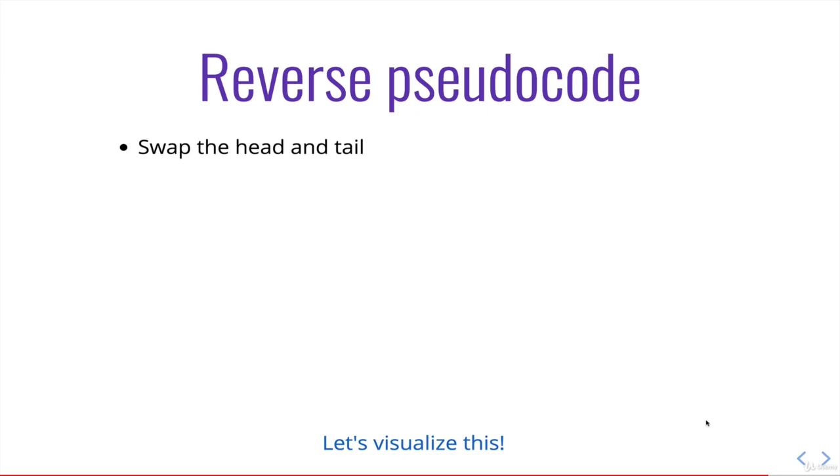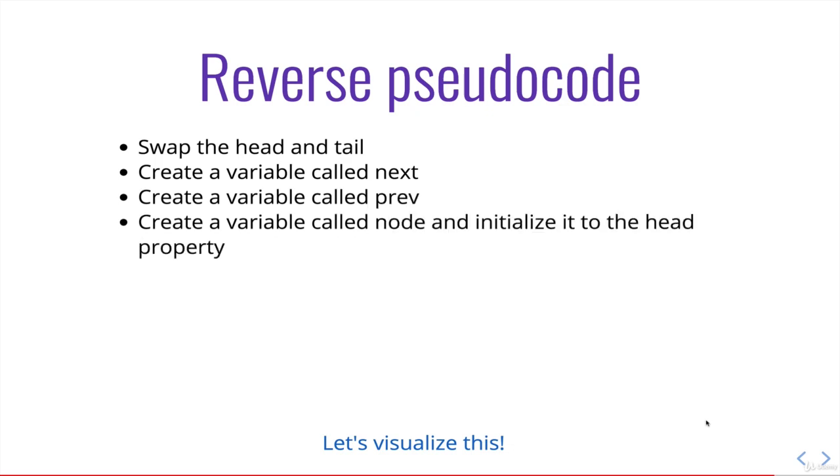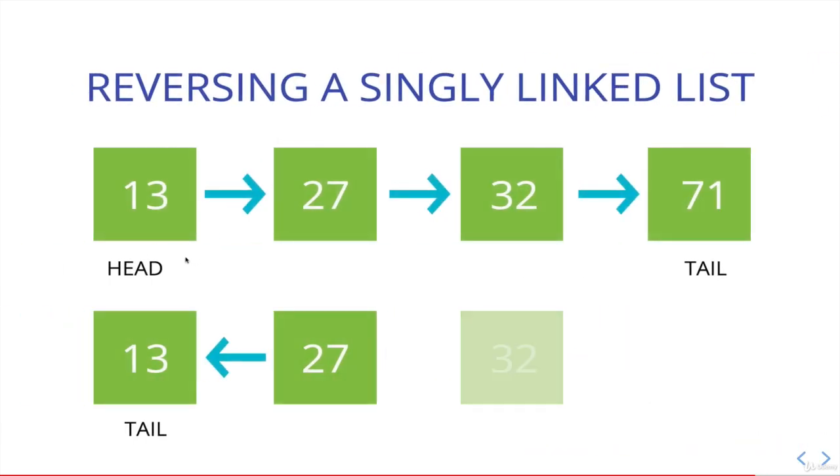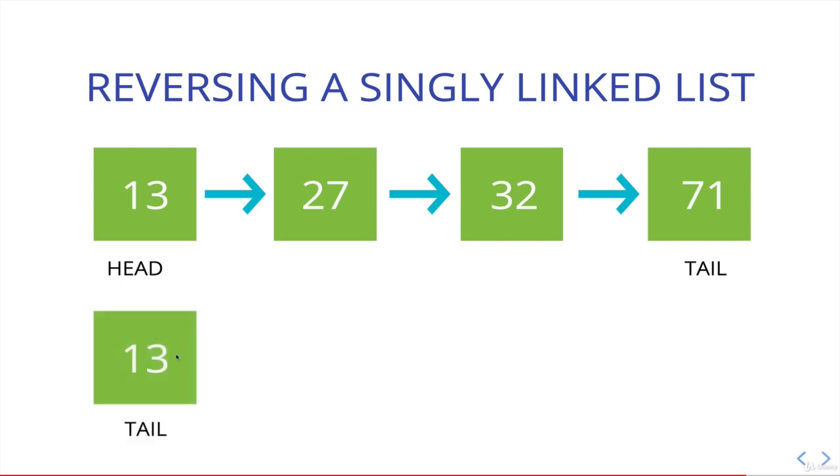So start off. We're reversing in place, so you write the method reverse, no arguments, swap the head and the tail. Then create a variable, you can call it next. Again, the variable names don't really matter, but create a variable called next, another one called previous, and then a variable called node or current or something, and initialize it to start at the head. So we would start all the way back here. This would be our node variable or current.